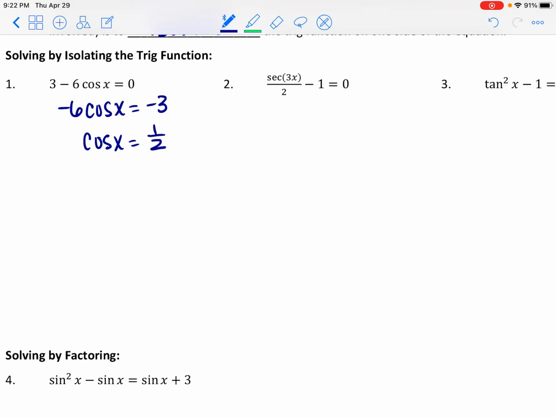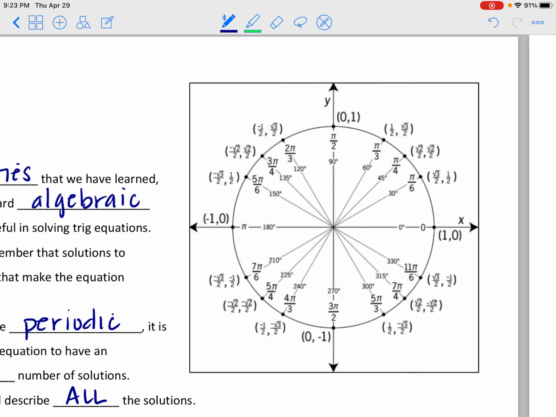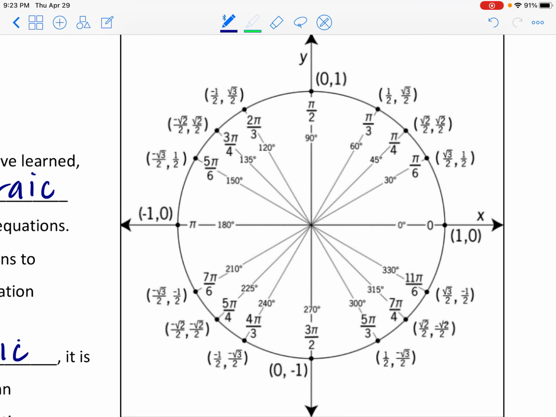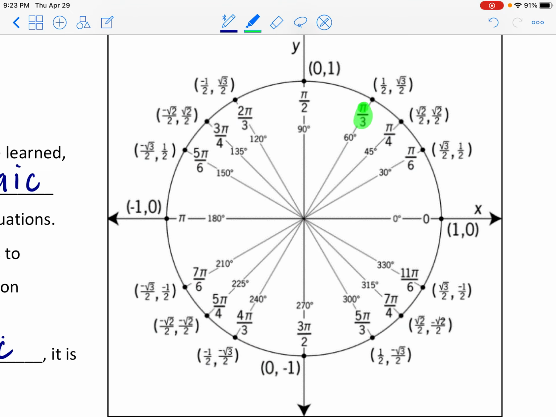And from here, we've done this concept before. We're looking for the cosine of some angle to be a half. Well, if we go to our unit circle, where is the cosine of an angle equal to a positive 1/2? Well, that happens at pi over 3. We have a cosine of 1/2. And it also happens here at 5 pi over 3. We get a cosine of a half.